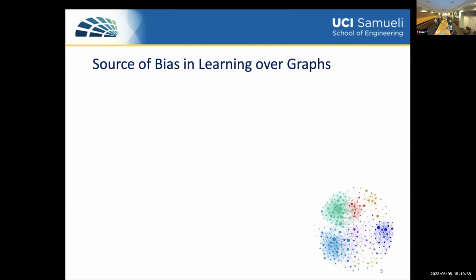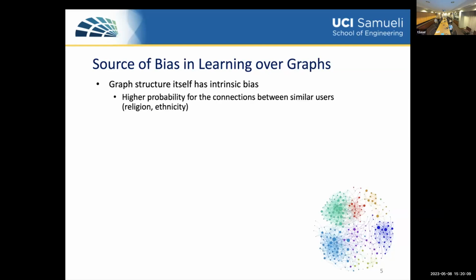So let's first look at what are the potential sources of bias in learning over graphs. First of all, graph structure itself has intrinsic bias, in the sense that we know that, for example, in social networks, we tend to make friends with people who are more similar to each other. Hence, there tends to be a higher probability of connection, or higher density of connection, among nodes that are from the same sensitive group. Here, a sensitive group denotes, for example, female, male, or Asian, white.